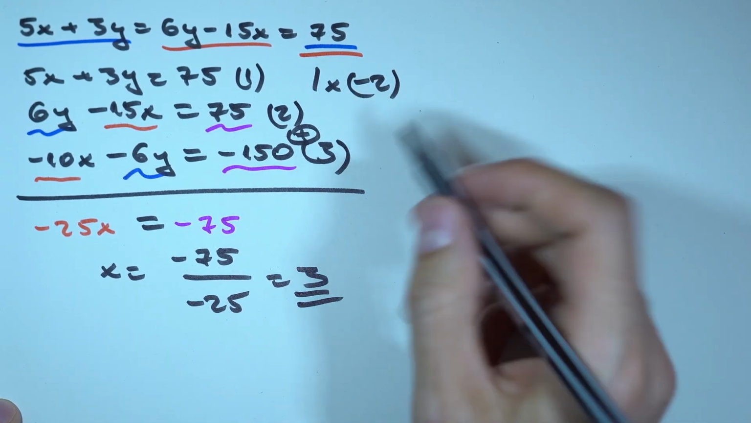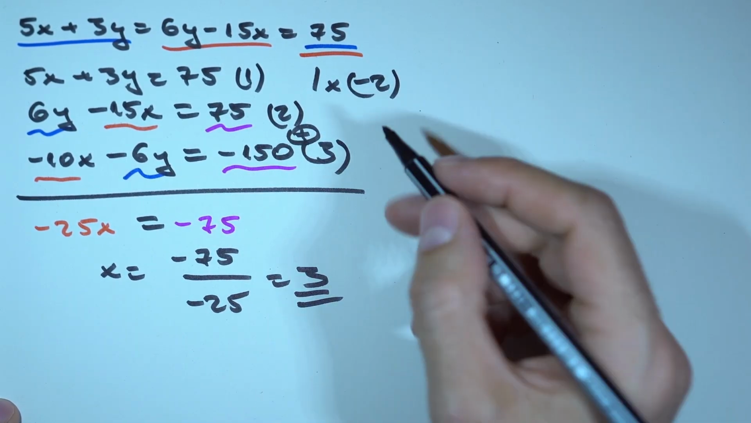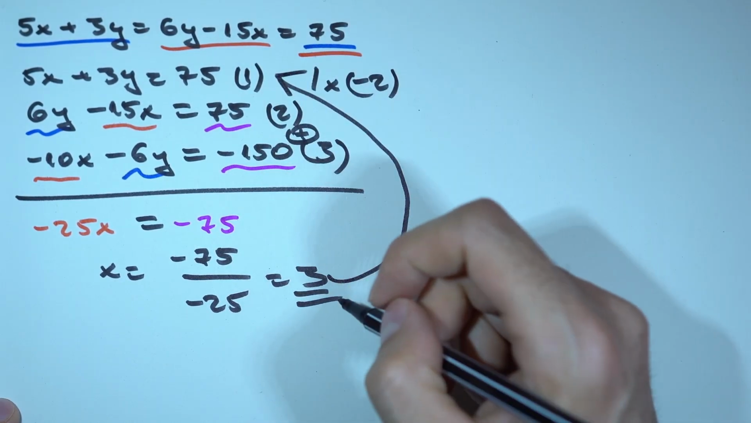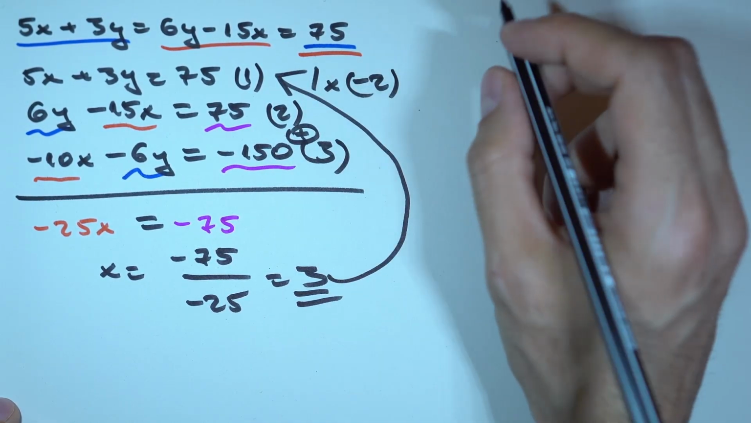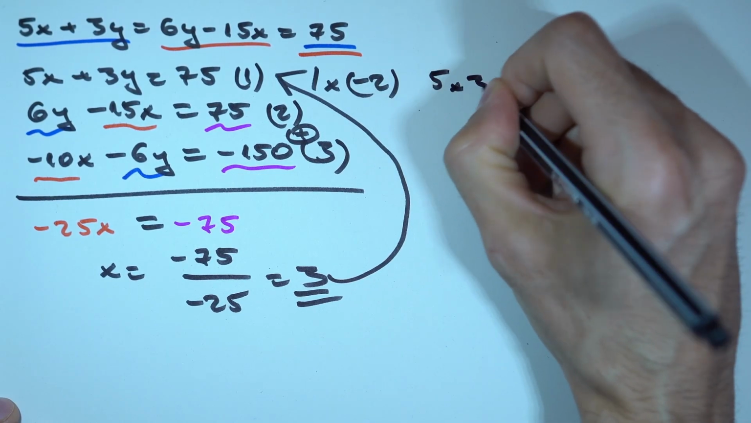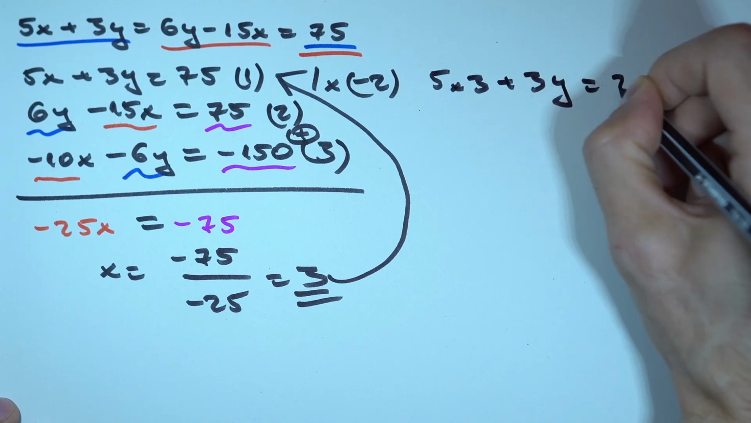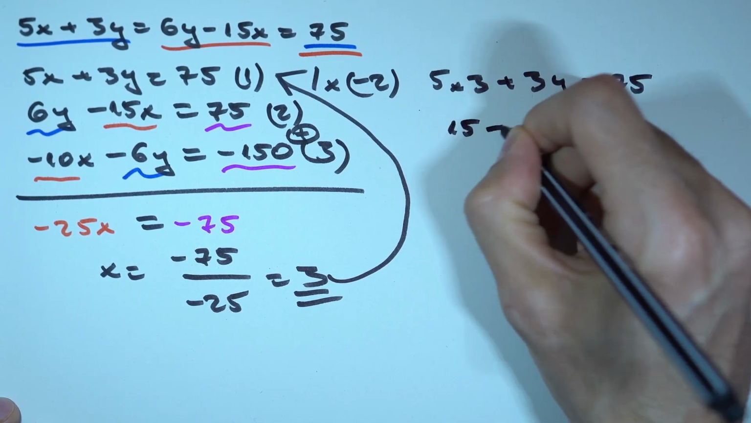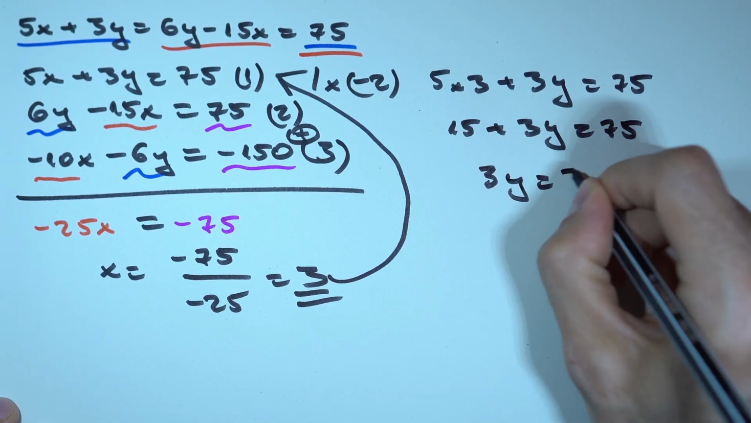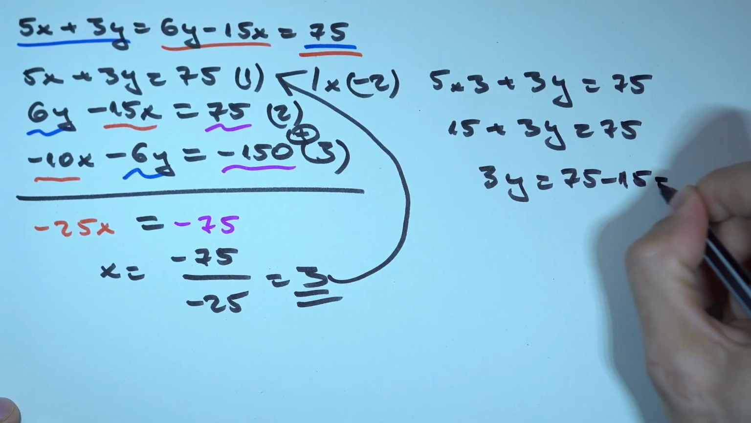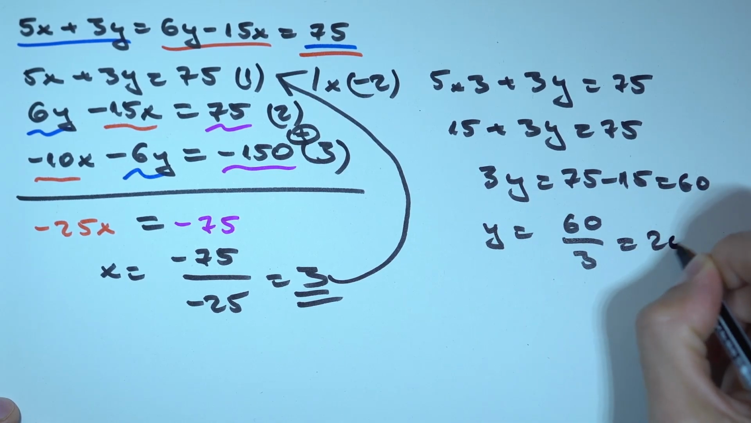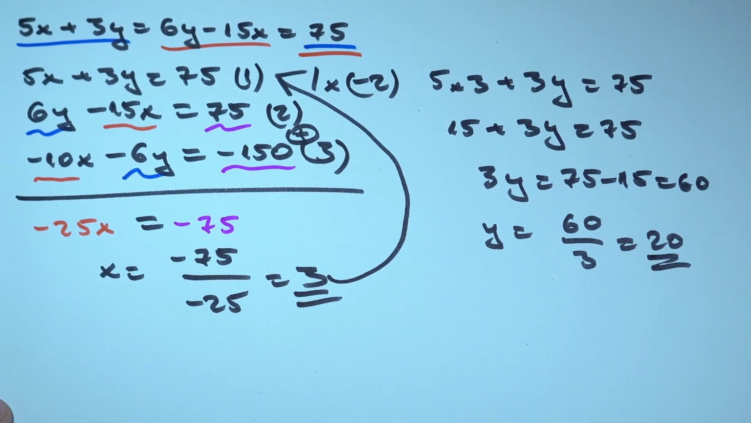Now we can go to equation number 1 or 2, whichever we prefer, and solve it for y. Let's go to equation number 1 and plug x equals 3 into it. We thus obtain 5 times 3 plus 3 times y equals 75. 15 plus 3 times y equals 75. 3 times y equals 75 minus 15, which is 60. Or y equals 60 over 3, which is 20. And this is our solution.